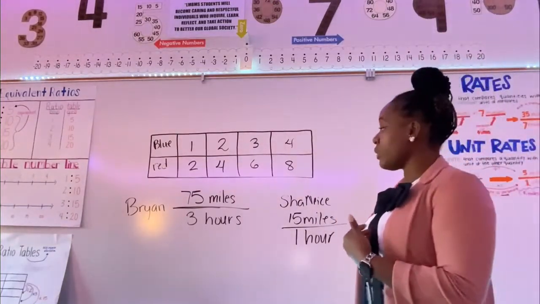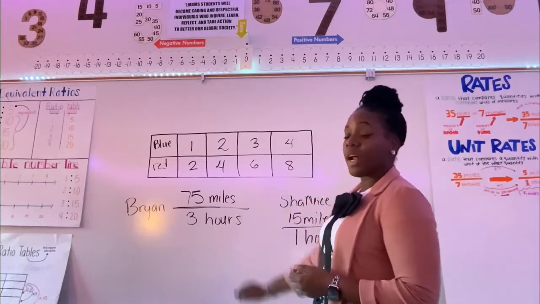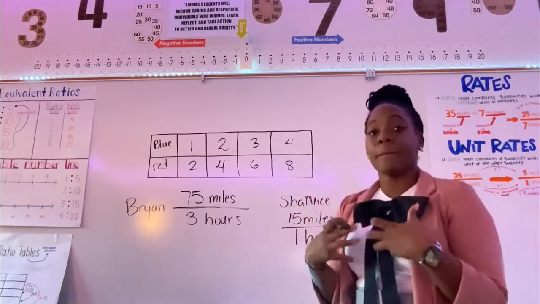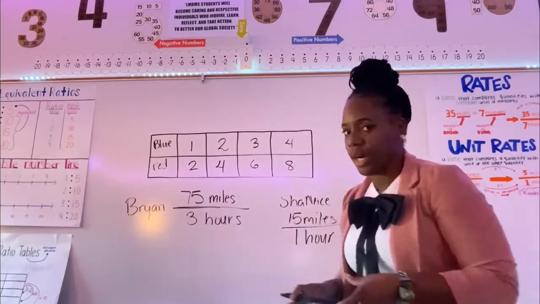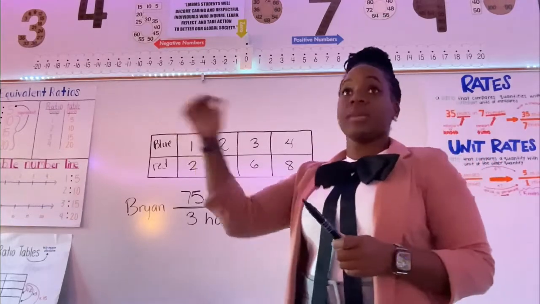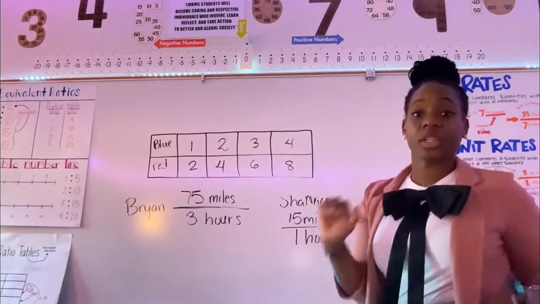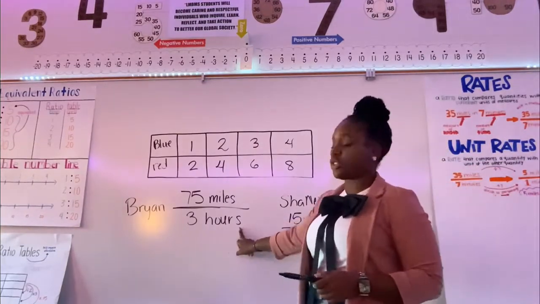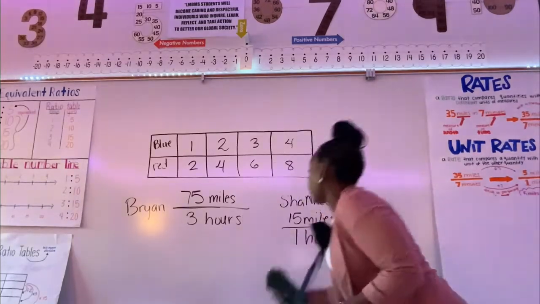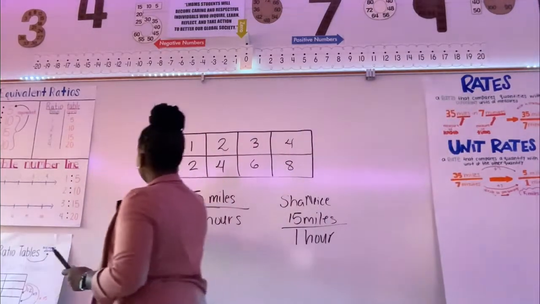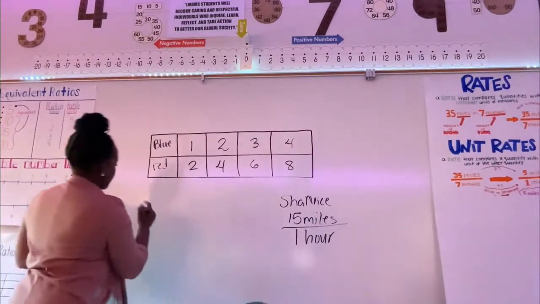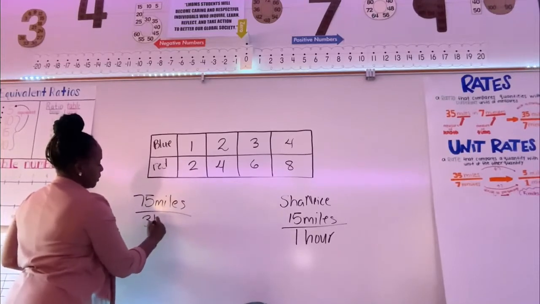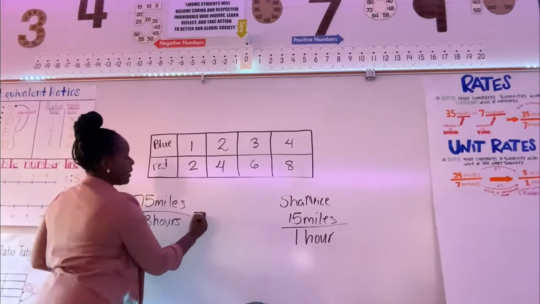So what we need to do is find the unit rate for this one right here to see who's going to go faster. When you're doing the unit rate, you always want to look for the best bang for your buck, right? You want the maximum amount to the least amount for the same amount that you're going to get, right? So if I have 1 hour here, I want to make sure that this is also equivalent to 1 hour. So I'm going to go ahead and figure out what the unit rate is, right? So we say 75 miles for 3 hours. But we want to know how much for 1 hour, right?